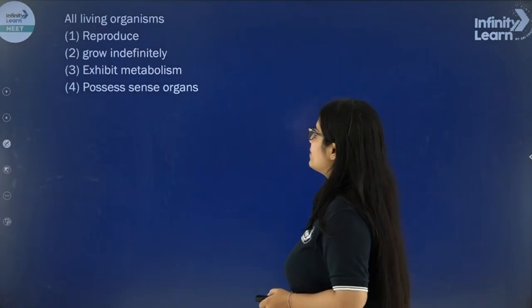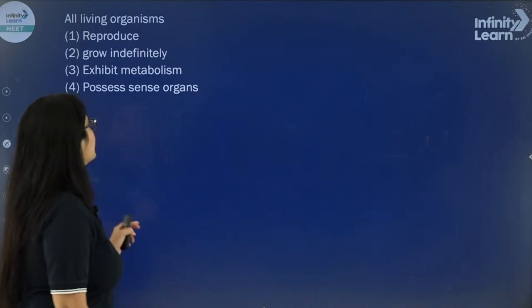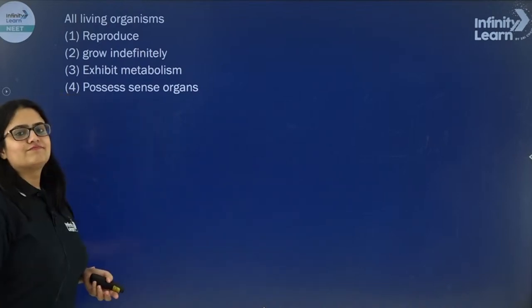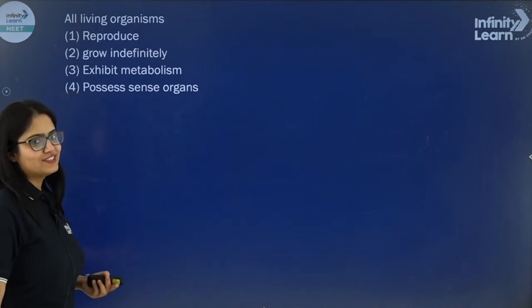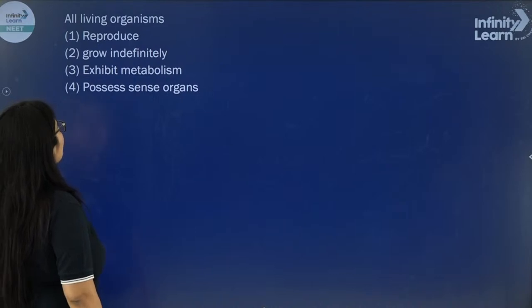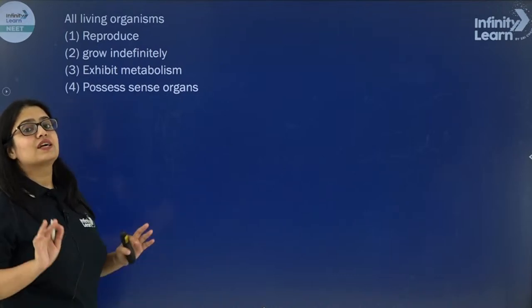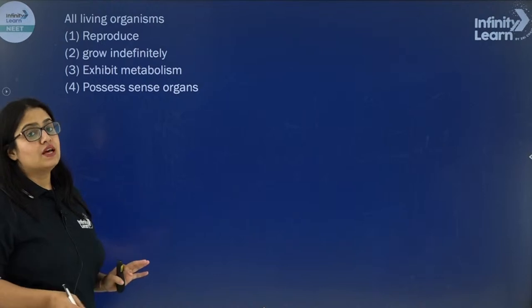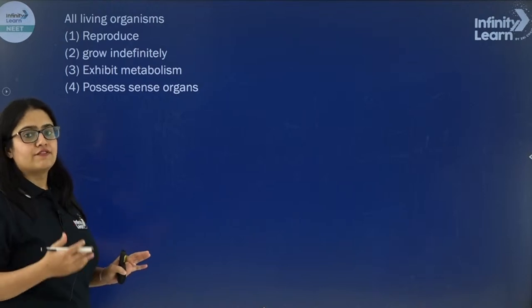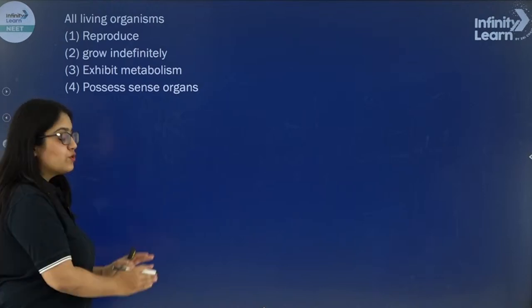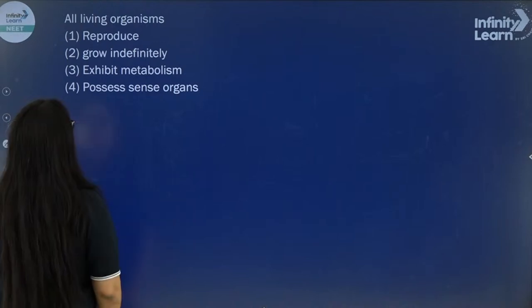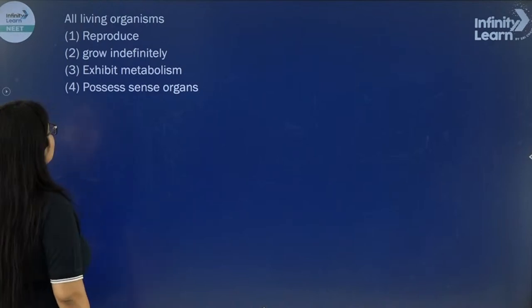So we'll start with the very first question, from your chapter 1, The Living World, class 11. All living organisms. It is asking about the defining properties, the characteristics that define whether a particular object is living or not. So, all living organisms reproduce?